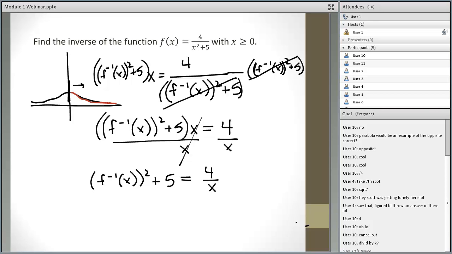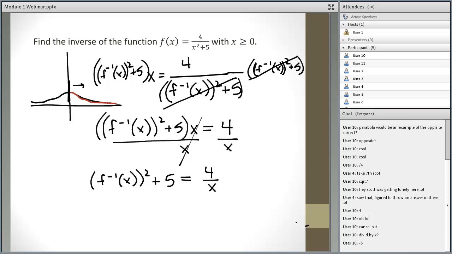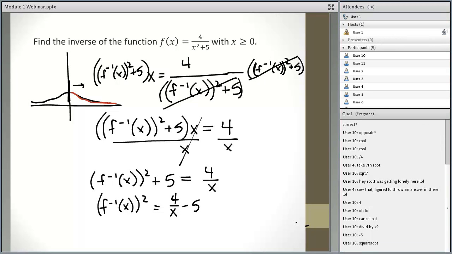And then I can subtract over the 5. Very good. Subtract the 5 over to the right and almost have f inverse of x by itself. What's the last step? Good. Take the square root of both sides.